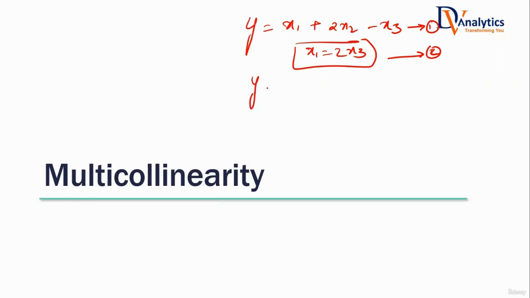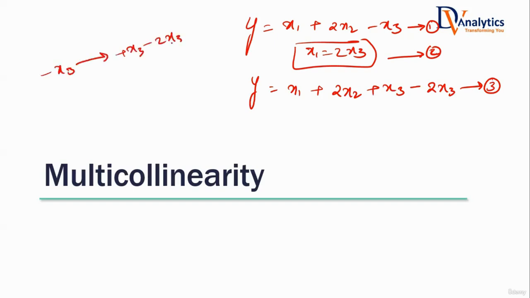Now tell me, that can be rewritten as y is x1 plus 2x2 plus x3 minus 2x3. Look at that. Tell me, equation 1 and equation 3, are they one and the same? Yes, sir. Because minus x3 has been rewritten as plus x3 minus 2x3. Both are one and the same.